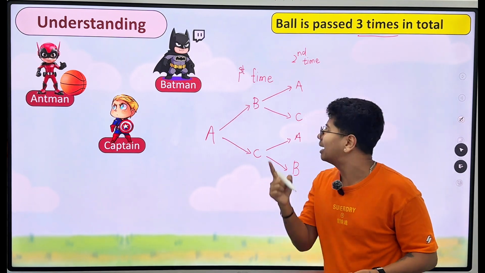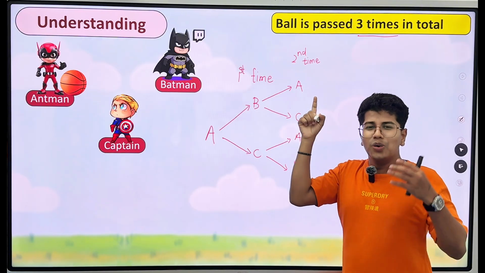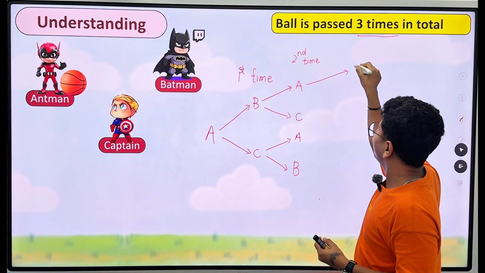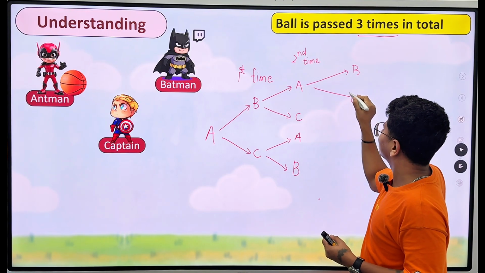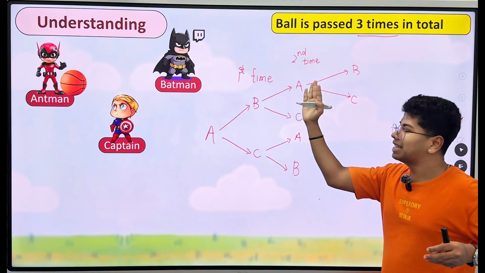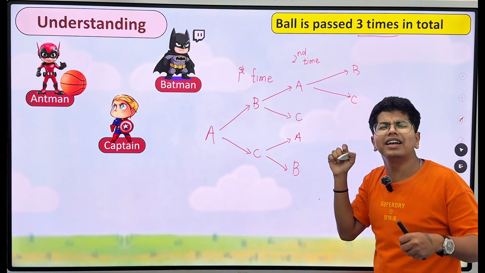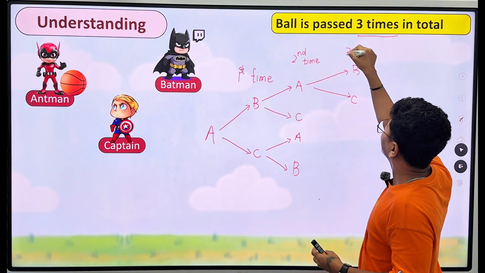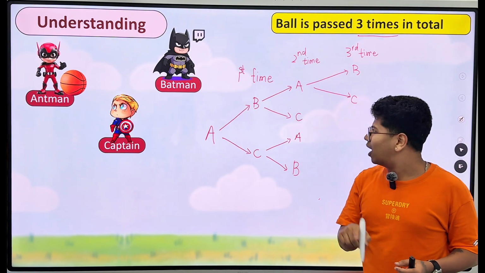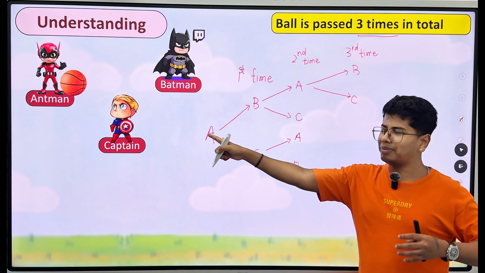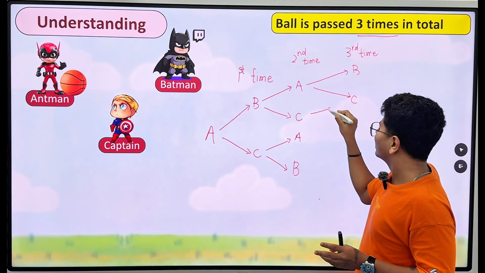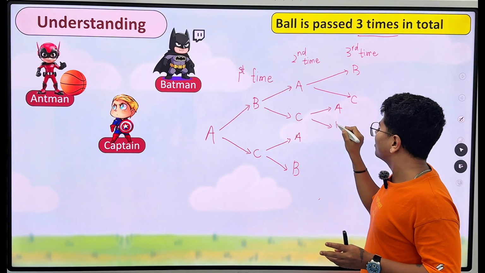So for the third time now, Ant-Man has the ball. Who can he pass to? Perfect. He can pass again to Batman or else to Captain. So here this is another pass. So since this is the first time, second time, this will be the third time. So here let me write down third time. Now let's go to C. Now Captain has the ball. He can give to A or B again. So here this can be A or this can be B.